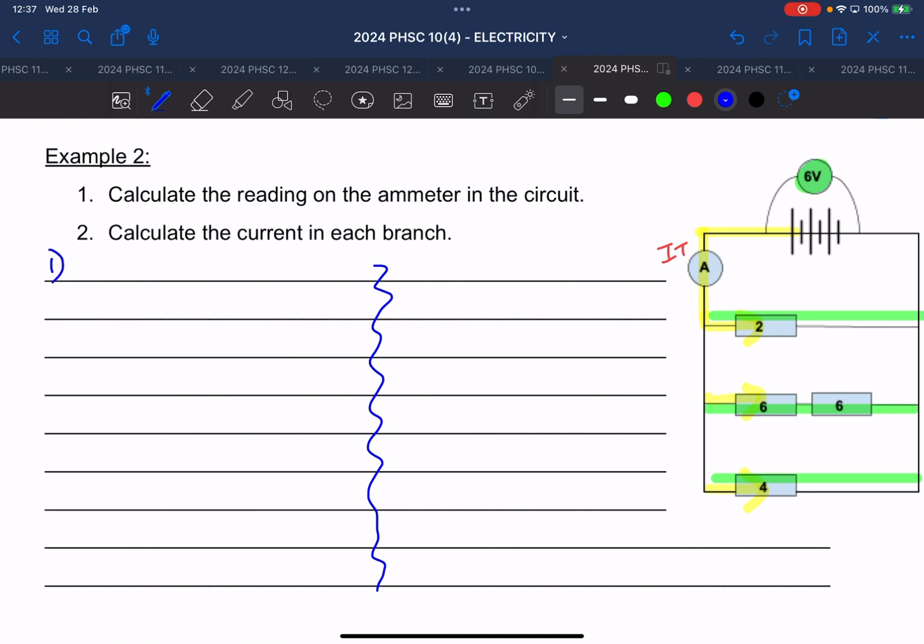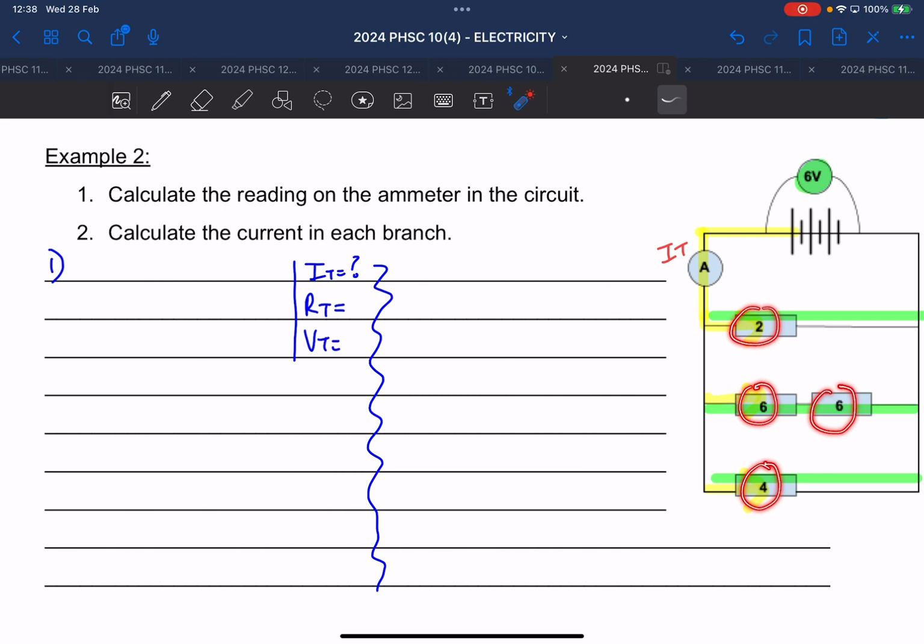Okay, let's calculate the reading on the ammeter. Where's the ammeter? There's the ammeter. What does it measure? It measures the total current. So they're basically asking us to determine the total current. For total current, you need total resistance, total volts. Umulemu, for the total resistance, can I say 2 plus 6 gives me 8, plus 6 gives me 14, plus 4 gives me 18?